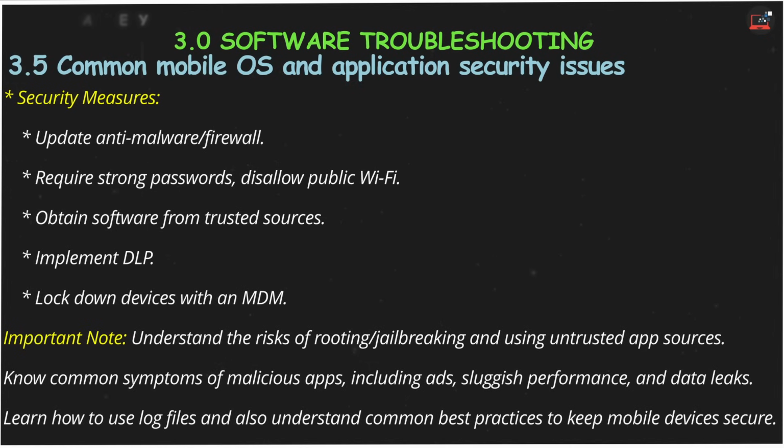Obtain software from trusted sources. Implement DLP. Lock down devices with an MDM. Important note: understand the risks of rooting, jailbreaking, and using untrusted app sources. Know common symptoms of malicious apps, including ads, sluggish performance, and data leaks. Learn how to use log files and also understand common best practices to keep mobile devices secure.